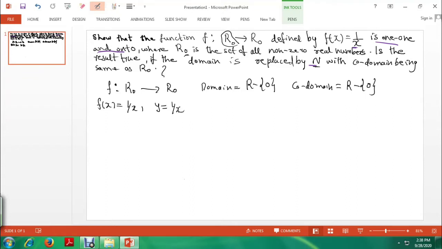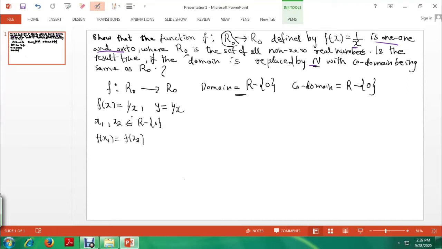Y is equal to 1 by x is given. Okay, clearly see, x is not equal to 0, domain is R minus 0 is given, right? If x equal to 0, then function is not defined. First check the one-one condition. For that reason, take two elements x1 comma x2 from the domain. What's the domain? Domain equal to R minus 0. Okay, now see, take f of x1 equal to f of x2. Okay, if images are same, then what you have to prove? That the elements are same, right? You need to prove x1 equal to x2.